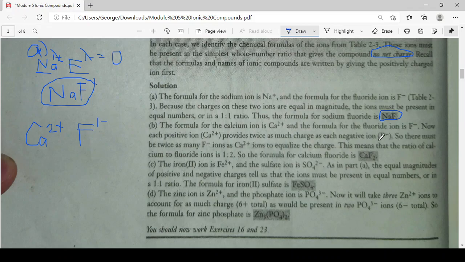Now, each positive ion of your calcium is 2 plus. It provides twice as much charge as each negative ion sang aton nga fluoride. So, equal sila? Hindi. Of course not. They are not equal. So, there must be twice as many fluoride ions as there are calcium ions. So, meaning, mas kadwa nga dapat nga fluoride ang ara kaysa kay calcium naton ion, in order for the charge to equalize.